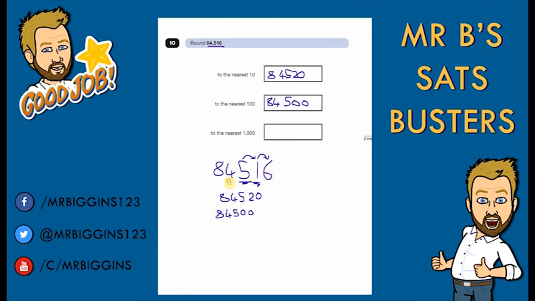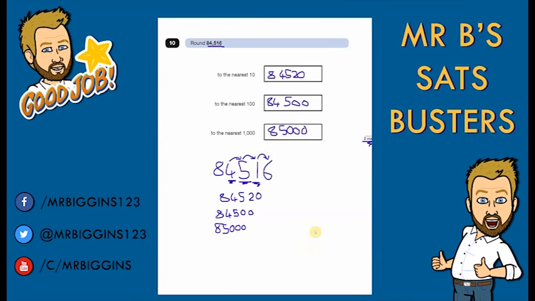And now we're in the swing of things. Next one should be easy. We're at the nearest 1,000. We look at our thousands column. Got a 4. Need to look one down in place value. We have a 5 there. 5 to 9, and we know we round up. So we change that 4 to a 5, and we change all the others to zeros. So you can see that is now 85,000.